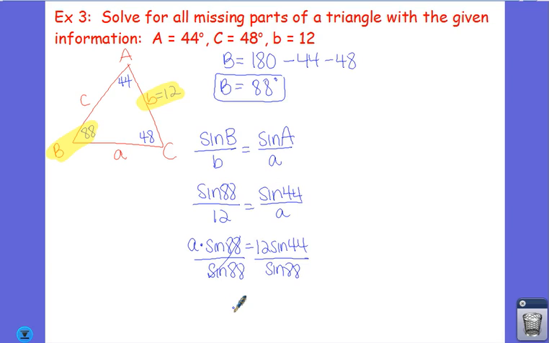That gives us a equals, pick up your calculators, 12 times the sine of 44 divided by the sine of 88. Don't forget to close that parenthesis right there. You should have gotten 8.3 for your answer. So let's add that to our picture.